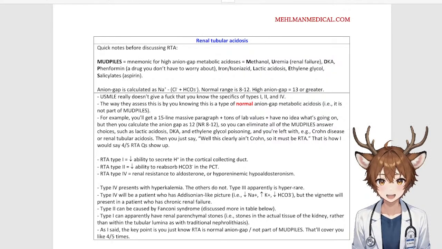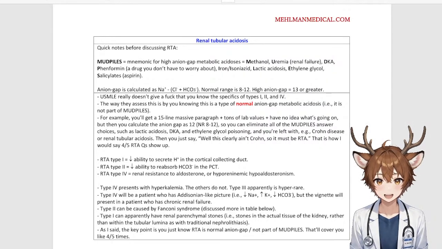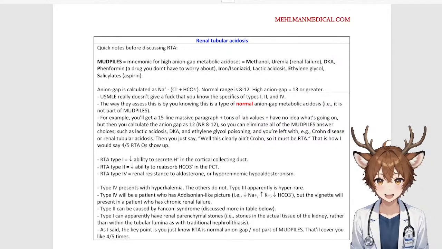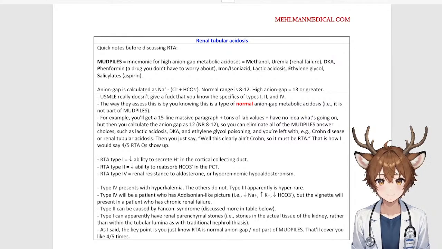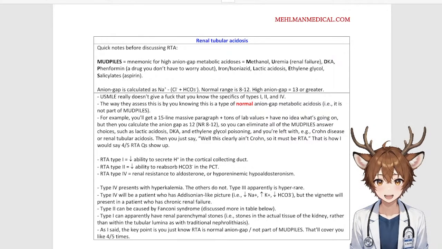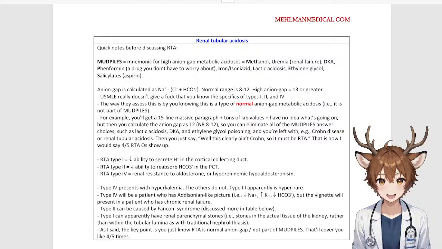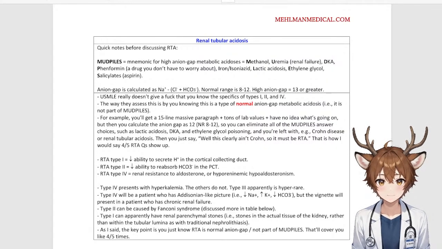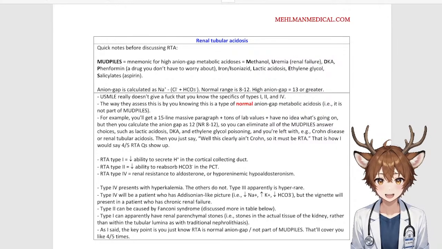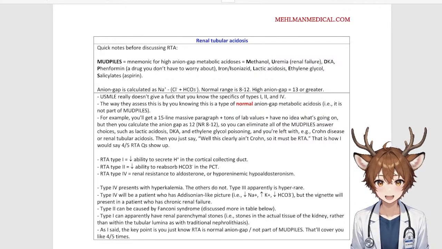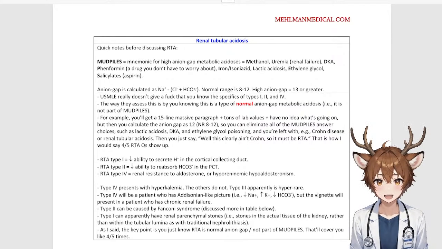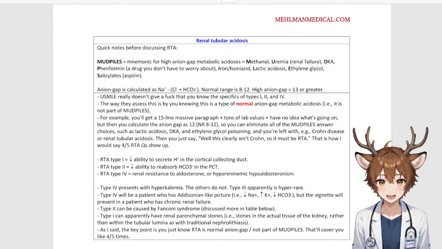Renal tubular acidosis. Quick notes before discussing RTA. MUDPILES, the mnemonic for high anion gap metabolic acidoses: methanol, uremia, renal failure, DKA, which is diabetic ketoacidosis, phenformin, a drug you don't have to worry about, iron, isoniazid, lactic acidosis, ethylene glycol, salicylates, aspirin. Anion gap is calculated as sodium minus chloride plus bicarb in parentheses. So basically sodium minus chloride minus bicarb. Normal range is 8 to 12. High anion gap would be 13 or greater.